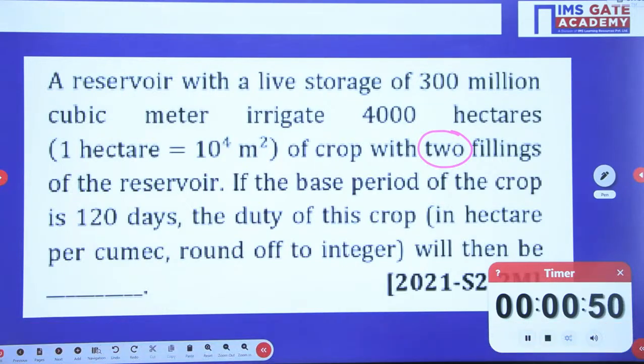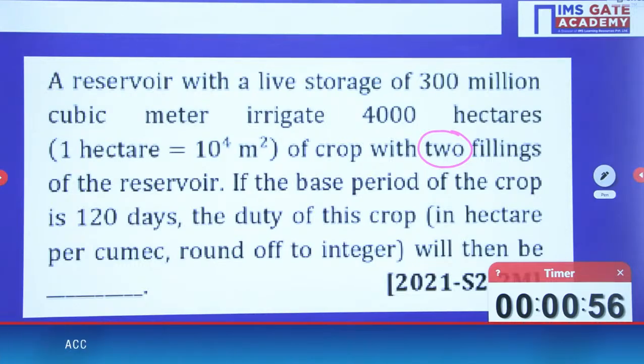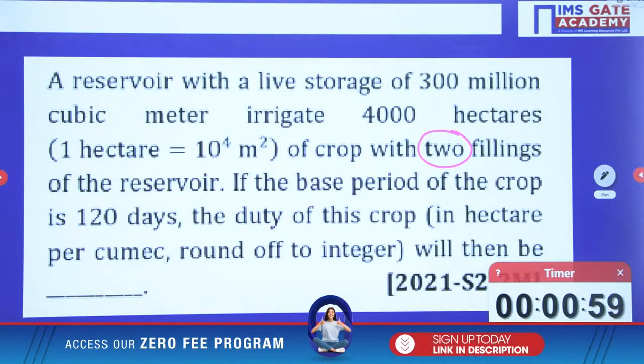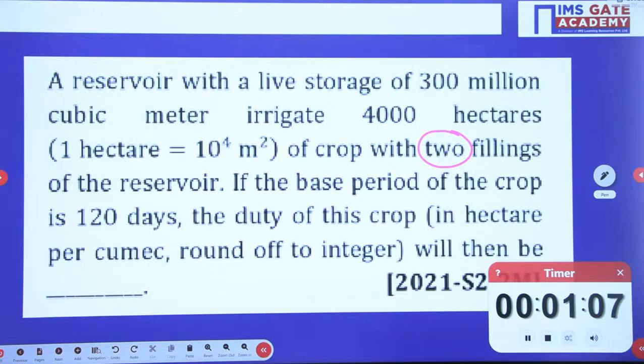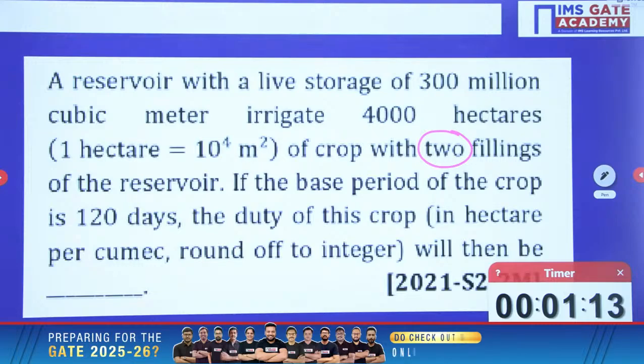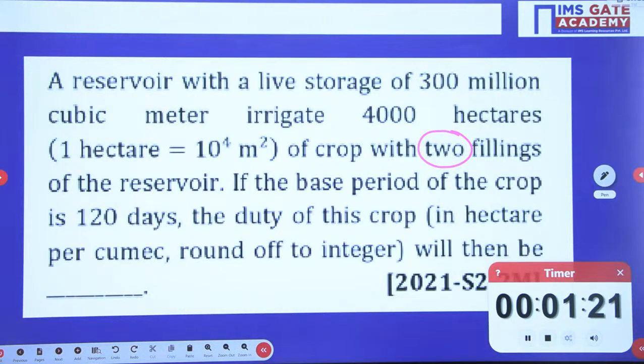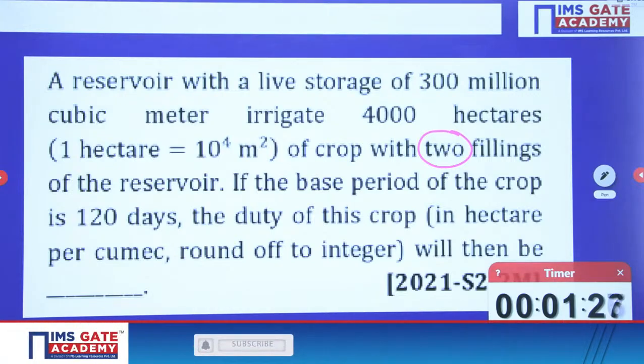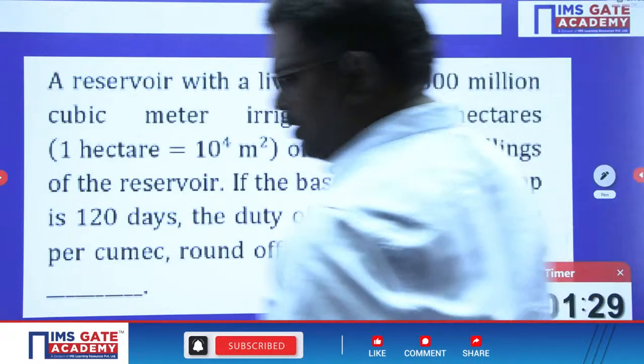Try to read the question. A reservoir with a live storage of 300 million cubic meter irrigates 4,000 hectares of crop with 2 fillings of the reservoir. If the base period of the crop is 120 days, then the duty of the crop in hectare per cubic meter, rounded off to integer, will be. Try to understand the question carefully, students. It's an easy question.